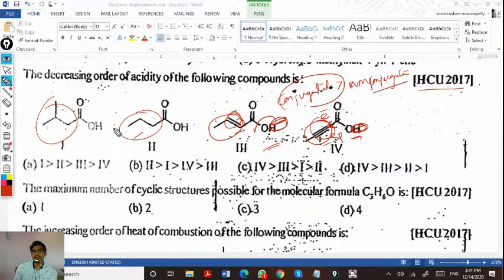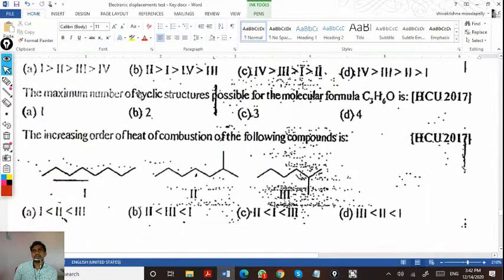After this, 1 will be more acidic when compared to 2, because it is sterically hindered, which cannot donate the electron density as efficiently as compared to 2. So the correct answer will be option 2, option C, okay.